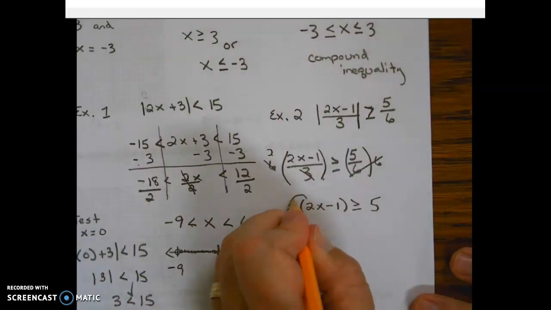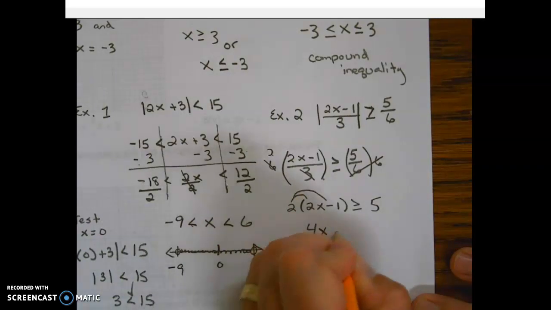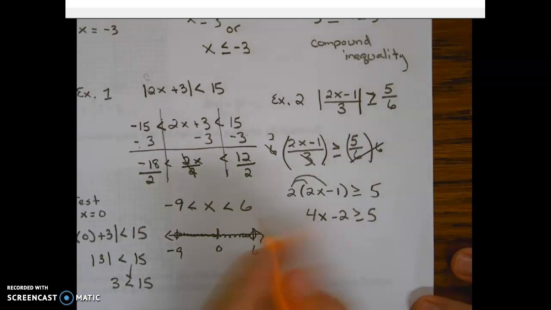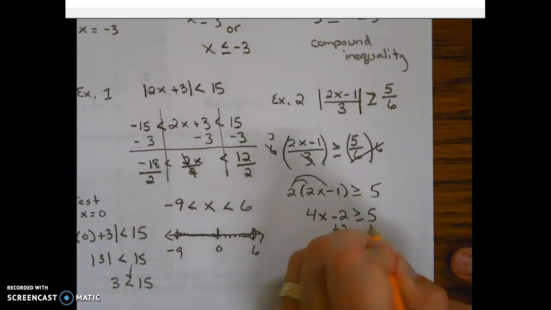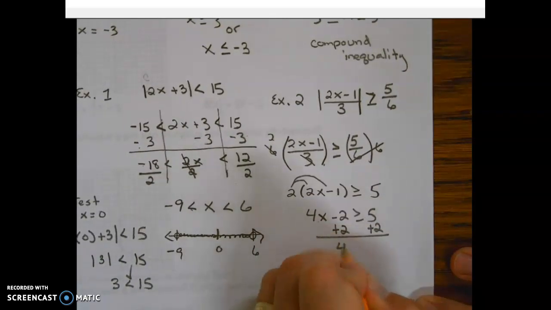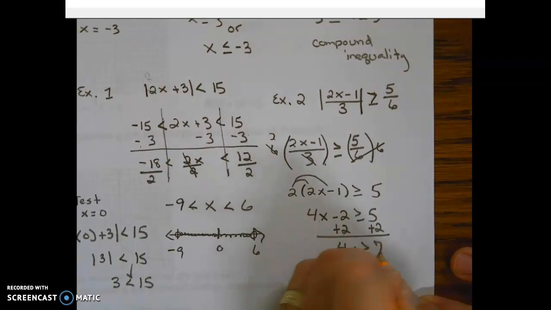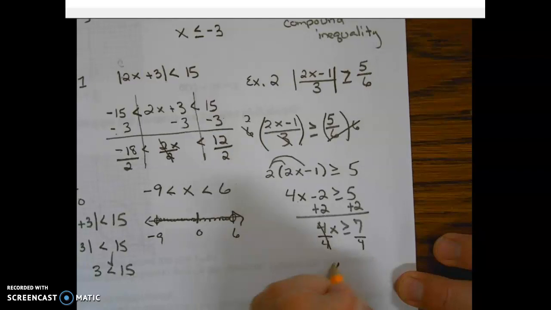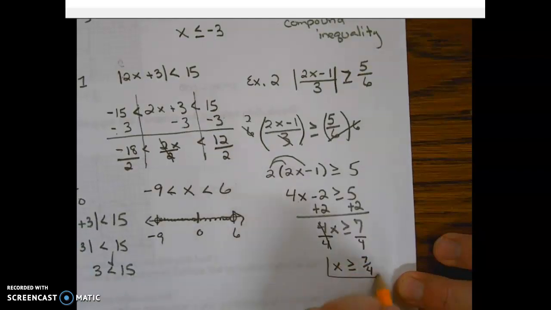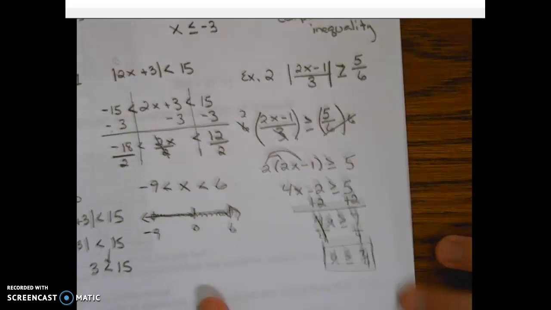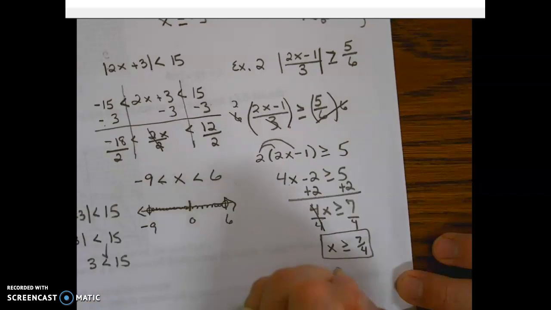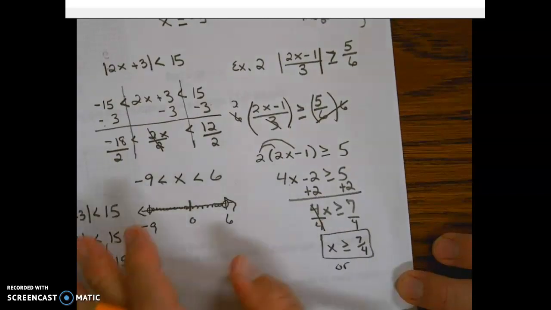Distributing the 2, and then solving for x. Basic solving. Okay, so this is going to be one of the solutions to the inequality. Okay, or now let's set up the second one.